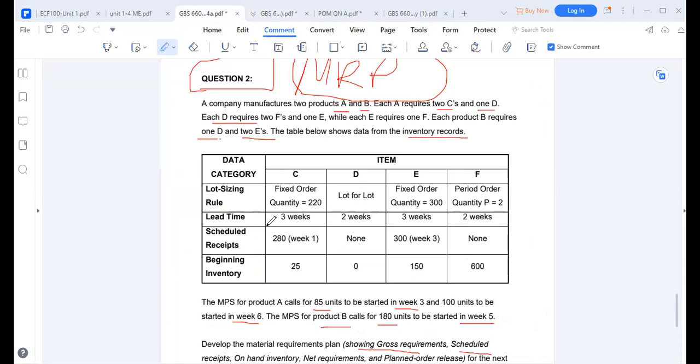And then the lead time taken between when an order is placed and when an order is received is 3 weeks. The scheduled receipt for C is 280 units in week 1. The on-hand beginning inventory is 25. These two are added every time, because this is what you have opened with as on-hand stock. Then the scheduled receipts are units that you purchase from your suppliers, which you have received because you have bought. So plus whatever you have on hand. These two are added for us to see the total stock available so that we can check if we can meet our demand, which is the gross requirement.